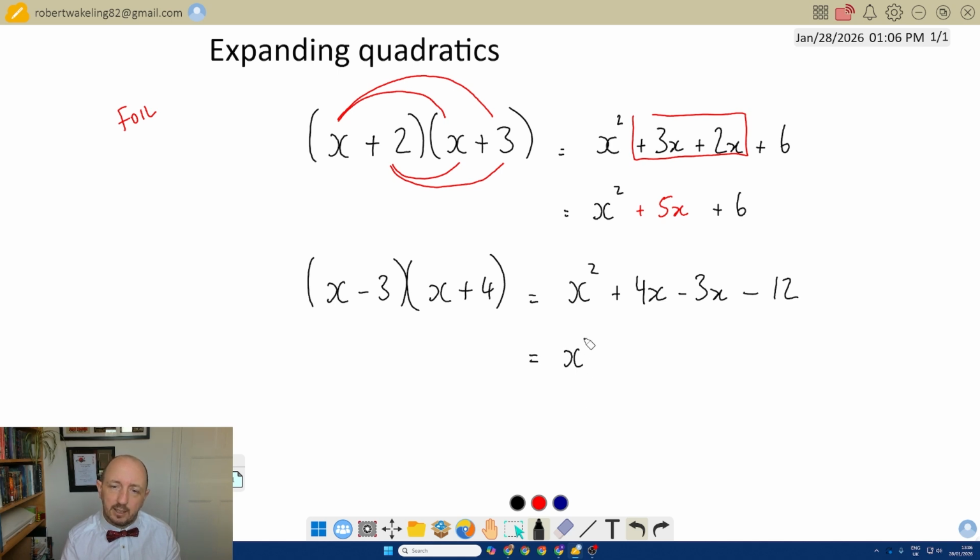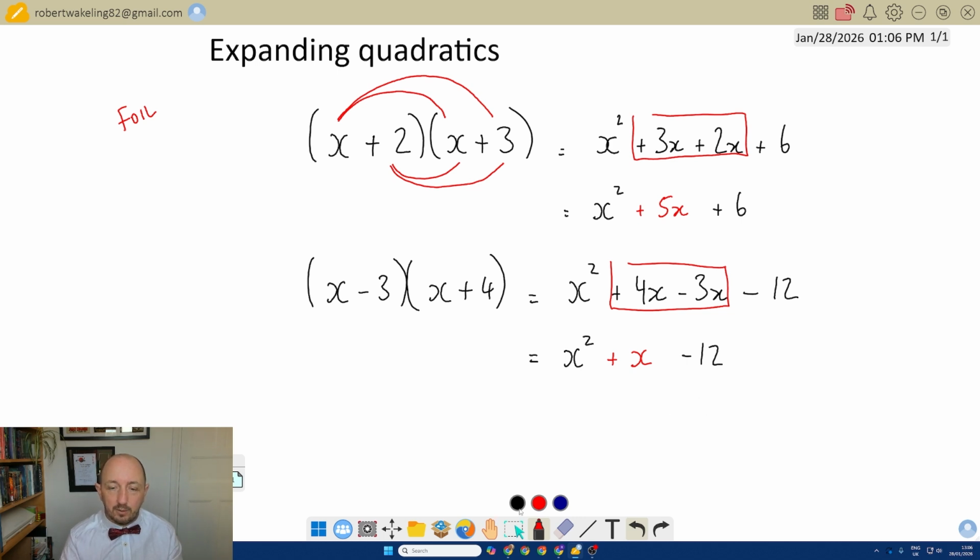And again, we can collect the 2 middle ones together. 4x take away 3x is 1x, or just x. You can have 1x or just x. That's totally up to you. We usually write just plus x like that.